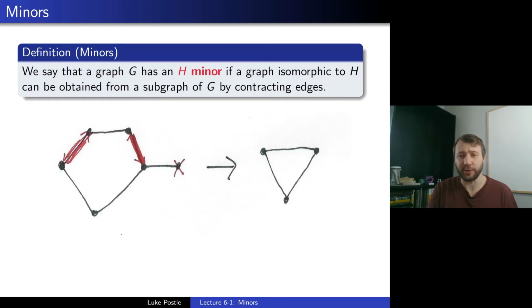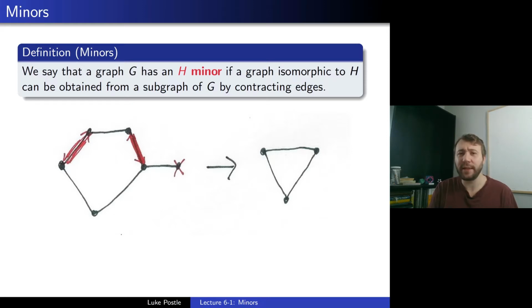So here's a picture. Here I have a 5 cycle plus a pendant vertex. I'll delete the pendant vertex, that will leave a 5 cycle, and then I'll contract the two red edges in the picture, and what we end up with is a triangle. And so therefore we'd say that the graph on the left has a K3 minor, or a C3 minor, equivalent graph. So that is what a minor is. We're allowed to not only pass to a subgraph, but contract edges. And we could contract more than just one edge, we could have many edges.